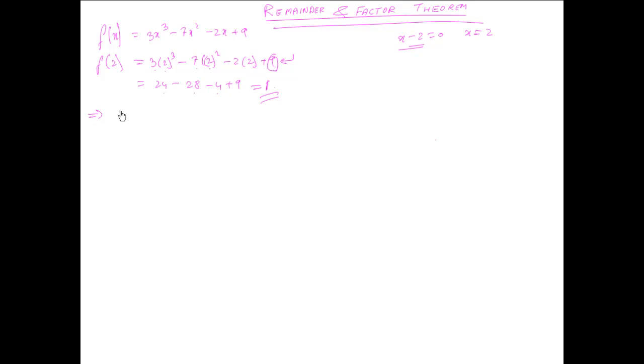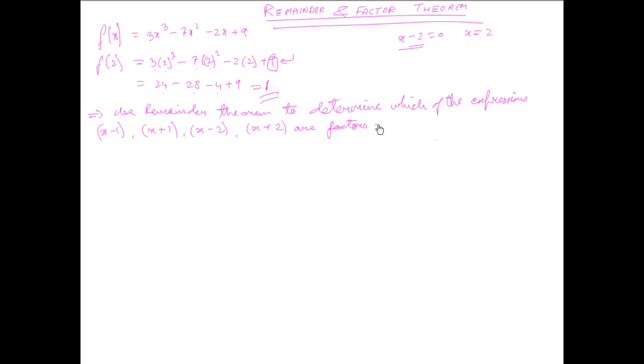Question says, use the remainder theorem to determine which of the expressions x minus 1, x plus 1, x minus 2, x plus 2 are factors of 3x cubed minus 7x squared minus 2x plus 8. Find all the factors of the expression.